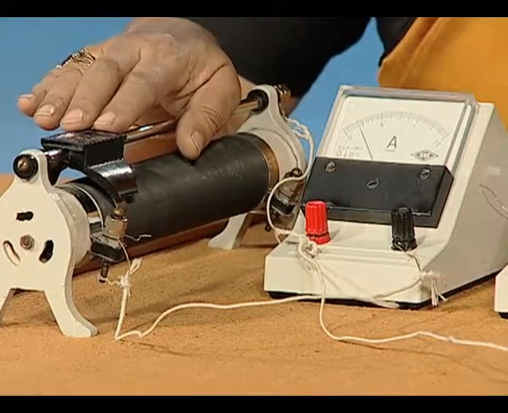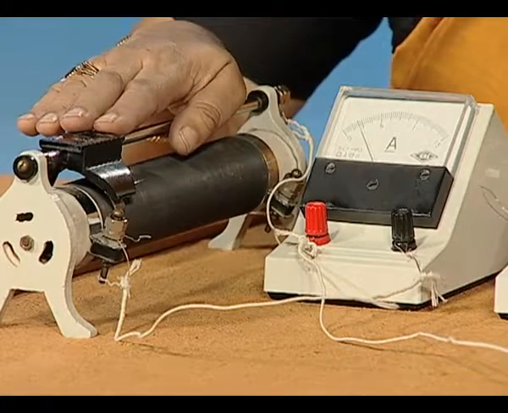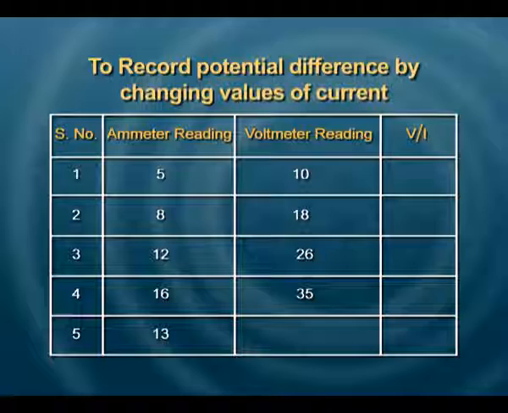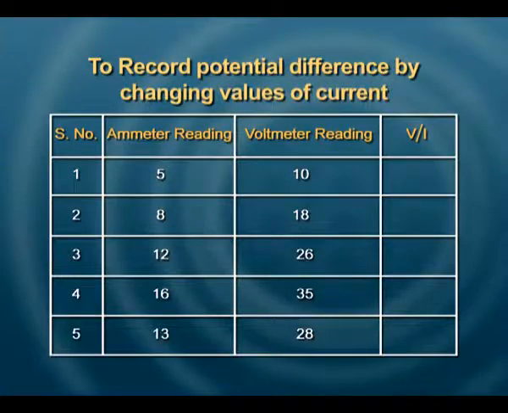In this way we can take at least 5 readings. A minimum of 5 are required because we plan to plot a graph, and a graph shows a variation between 2 physical quantities. You can plot a graph with as many readings, but it is pointless to go beyond that, because the variation will remain the same. So, the ammeter reading this time is 13 divisions and the voltmeter reading is 28 divisions.